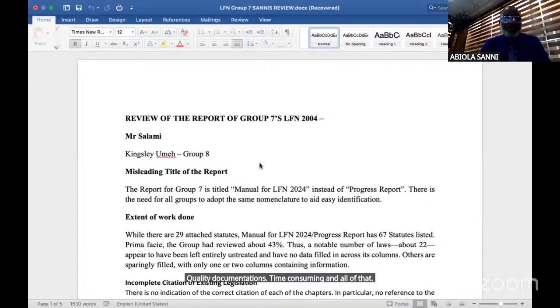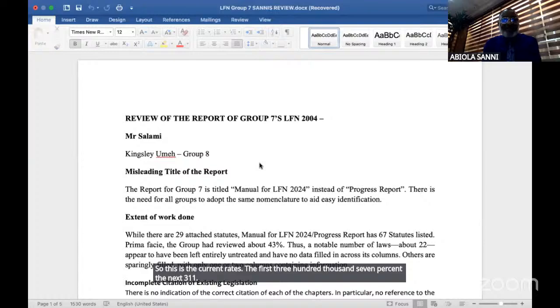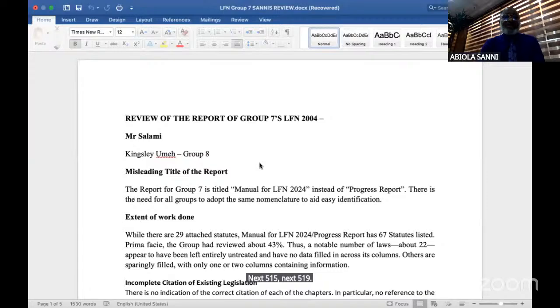So these are the current rates. The first 300,000, 7%. The next 300,000, 11%. Next 500,000, 15%. Next 500,000, 19%. Then next 1,600,000, 21%. Then anything above 3.2 million is 24%. You must know how to calculate this. Minimum tax also kicks in. Of course, now the reform is proposing that minimum wage should be tax exempt.